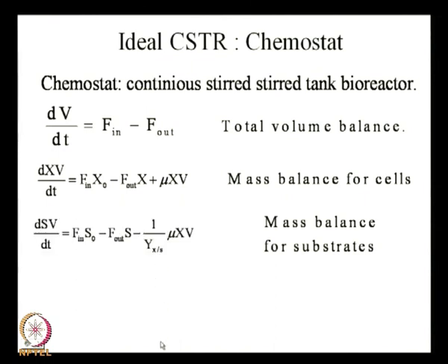So, d/dt of SV equals F in times S naught minus F out times S minus mu X V over Y, because I explained this several times in the last couple of lectures. Y is just the yield ratio of X over S.